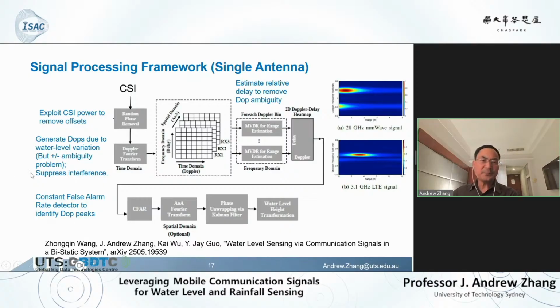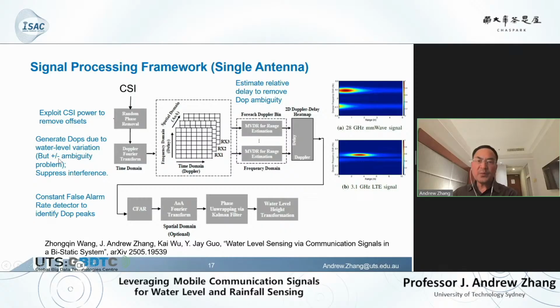But the issue is, because we only use the power, as I just mentioned, it's hard to know whether the water level is increasing or decreasing. In other words, for the resulting Doppler frequency, whether the positive or the negative component is the correct one. Because when we use the CSI power, these are real signals. After doing DFT, we will get complex outputs with symmetric image components. So that's why we have both positive and negative components here.